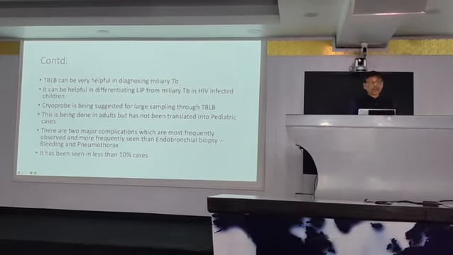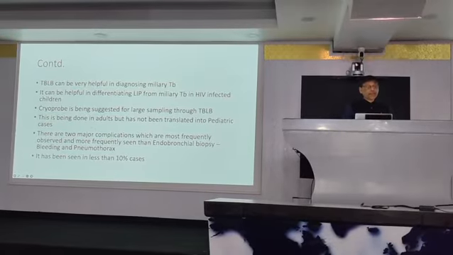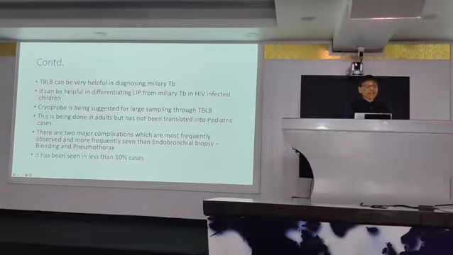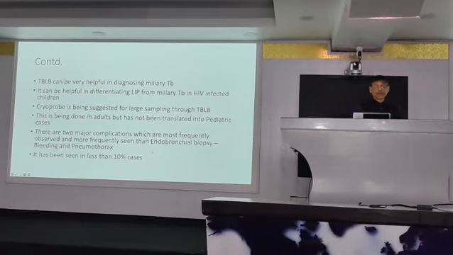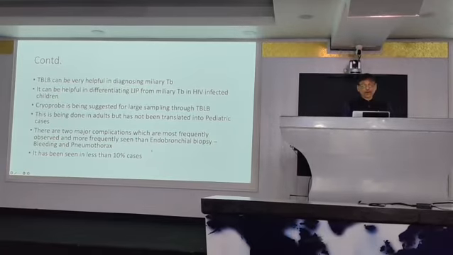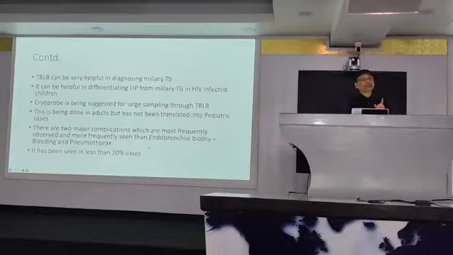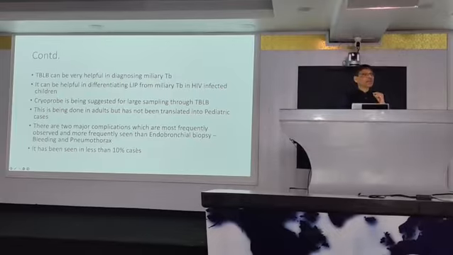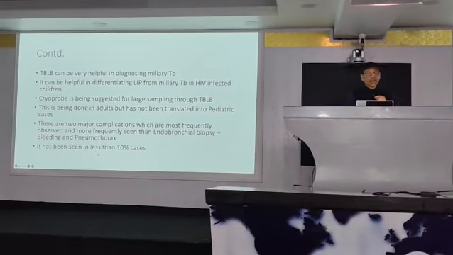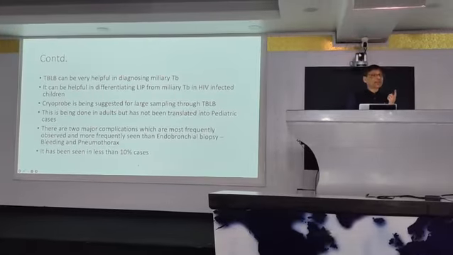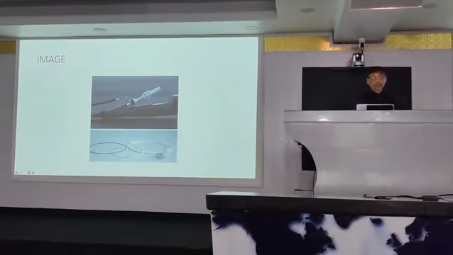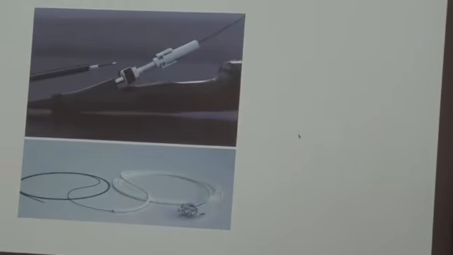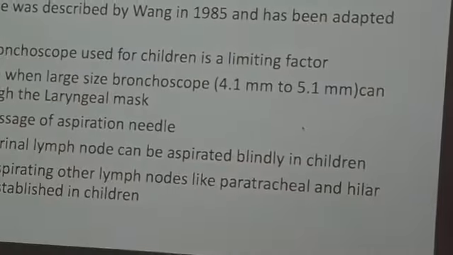Cryoprobe is being suggested for large sampling through TBLB. This is being done in adults, but it has not been translated into pediatric cases till now. There are two major complications, more frequently seen than with endobronchial biopsy: bleeding and pneumothorax. There is more chance of bleeding and pneumothorax in this procedure because we are breaking the bronchial wall here. It has been seen in less than 10% of cases, but that is also a good number. This is the image of the forceps, and we do biopsy through this forceps.